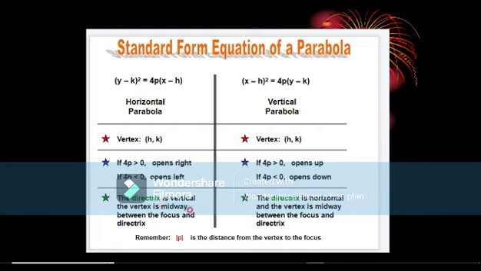The directrix is vertical. The vertex is midway between the focus and directrix, midway meaning it's the middlemost point. The directrix is horizontal and the vertex is midway between the focus and directrix. Now remember that the absolute value of p is the distance from the vertex to the focus. Again, in the previous lesson, we used the variable c instead of p.